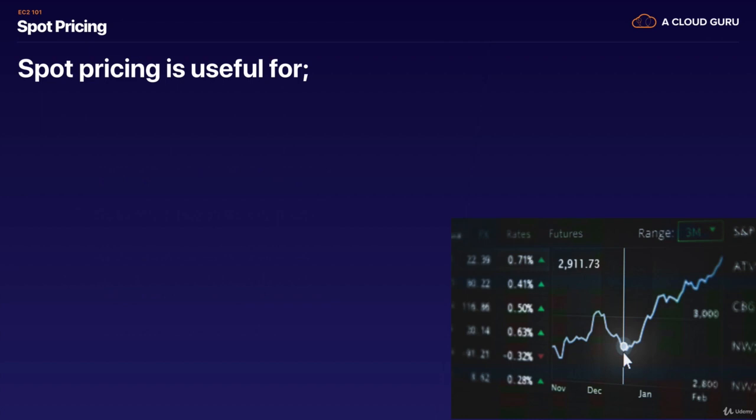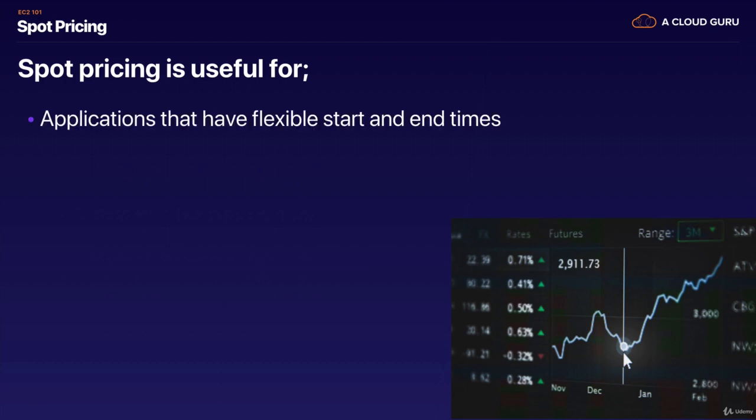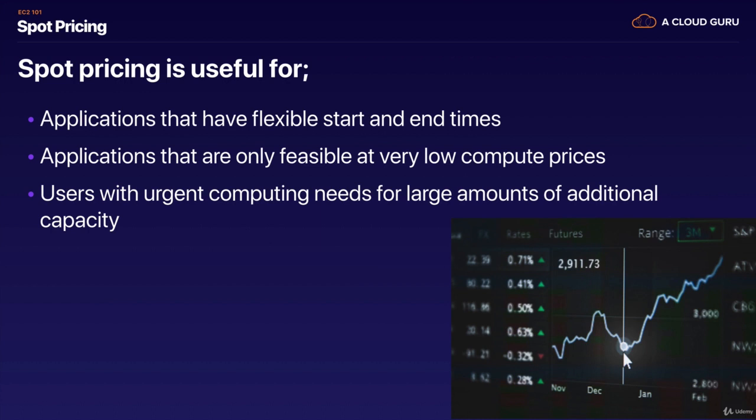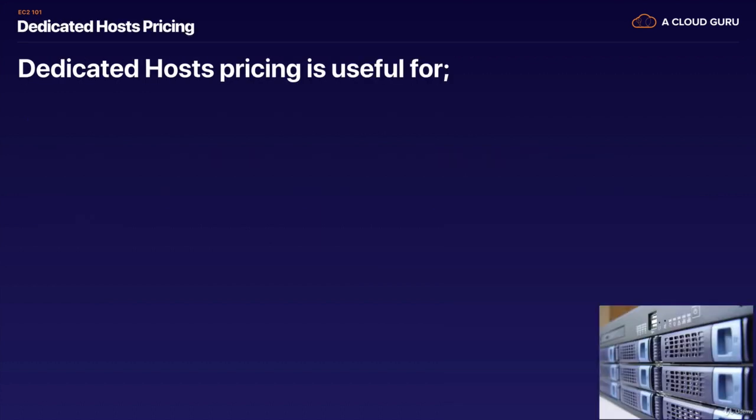So spot pricing, like I said, this is Amazon selling off their excess capacity at a lower rate. So it's useful for applications that have flexible start and end times. So if Amazon suddenly want that capacity back and you're not willing to pay a certain price, what will happen is those EC2 instances will be terminated. So it's useful for applications that are only feasible at very, very low compute prices, and it's useful for users with urgent computing needs for large amounts of additional capacity.